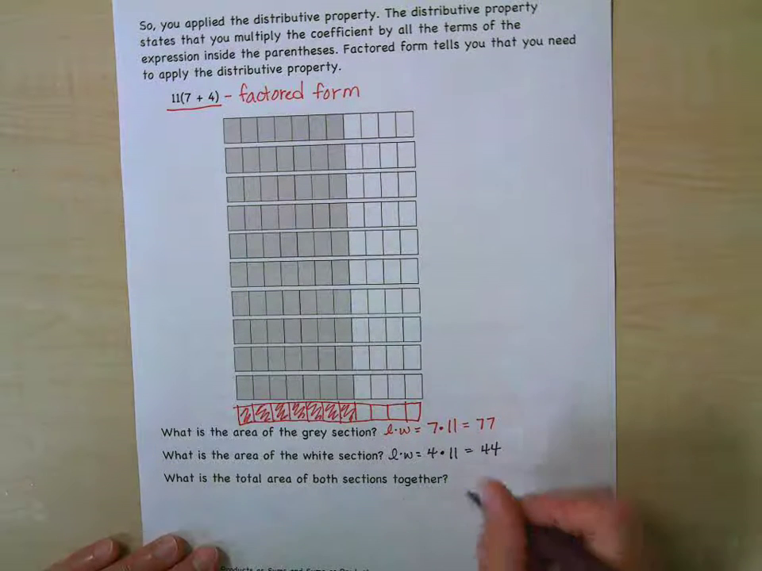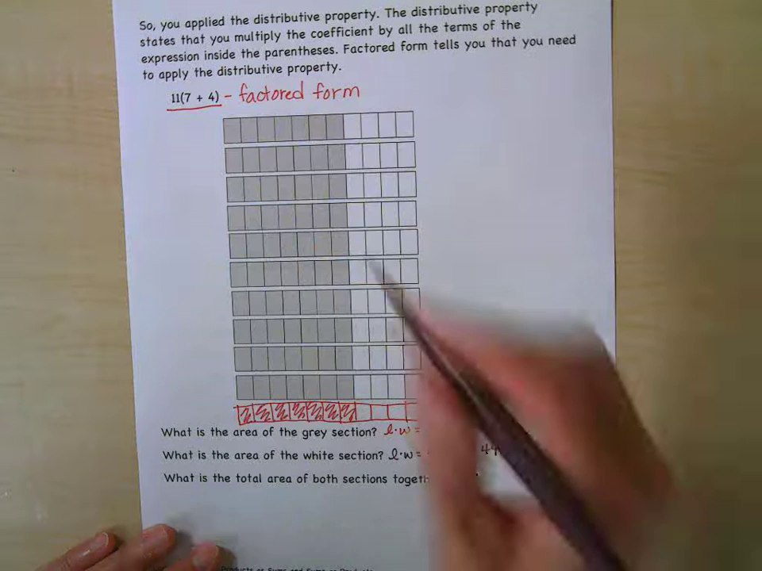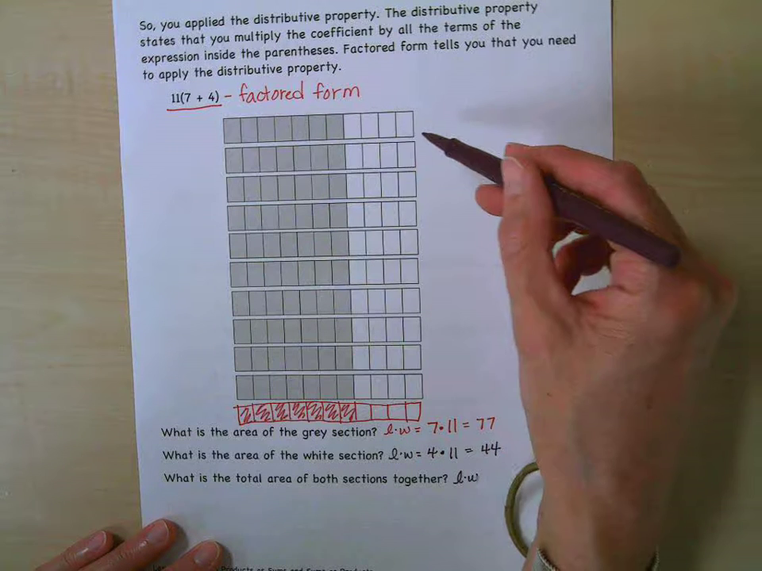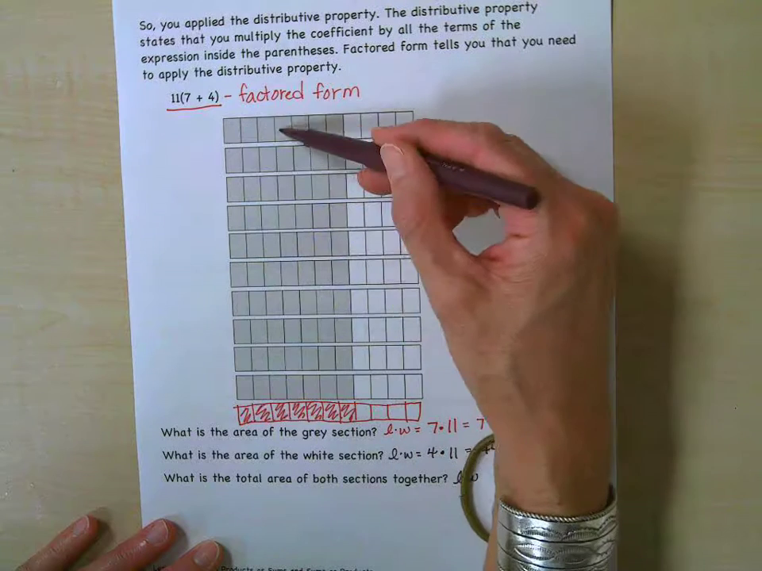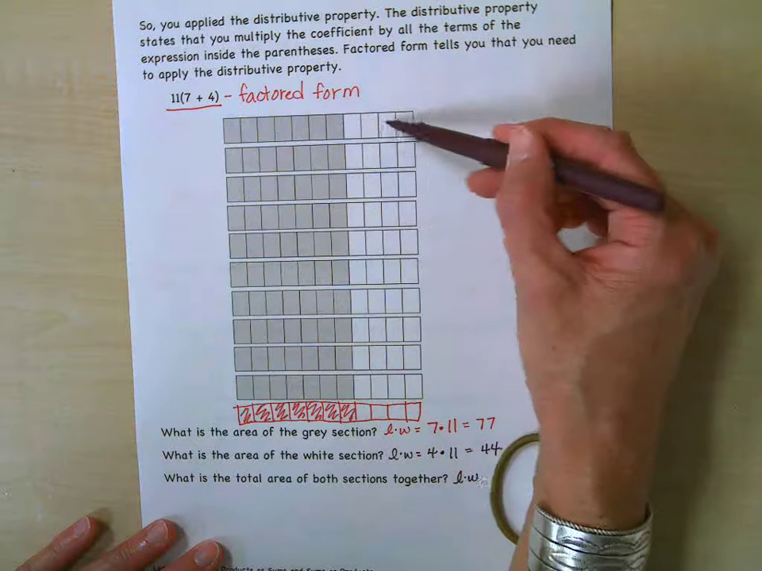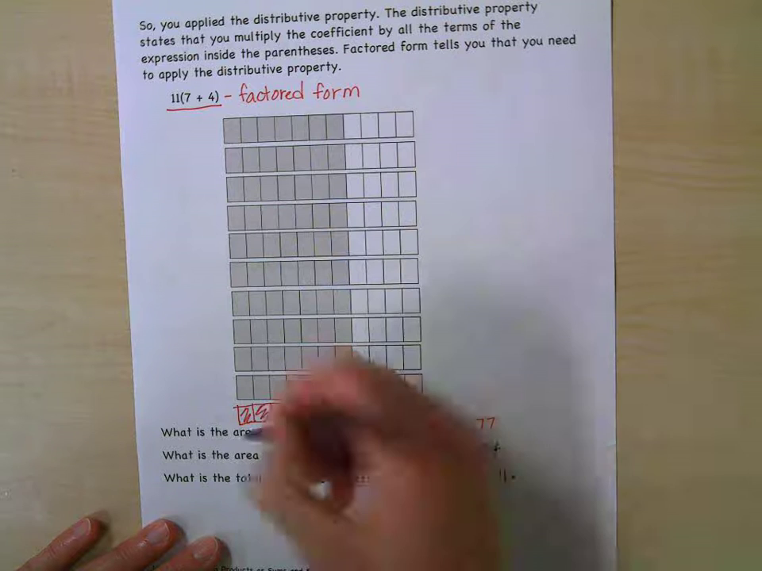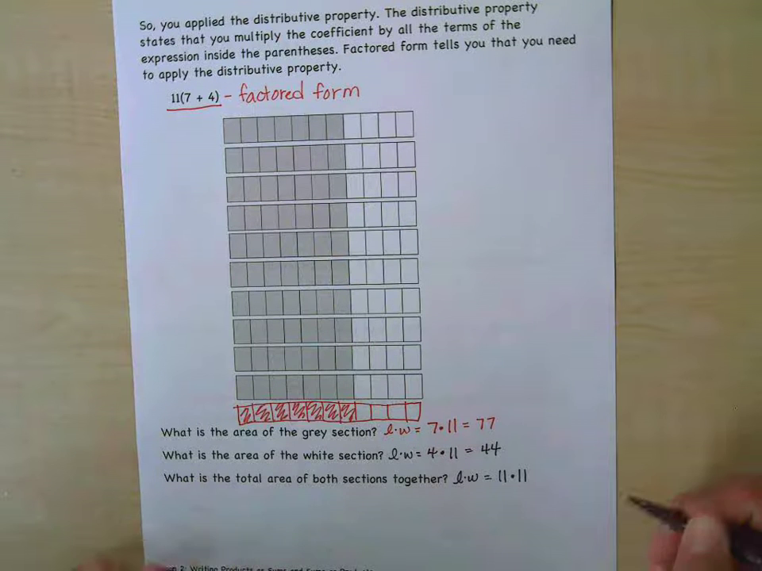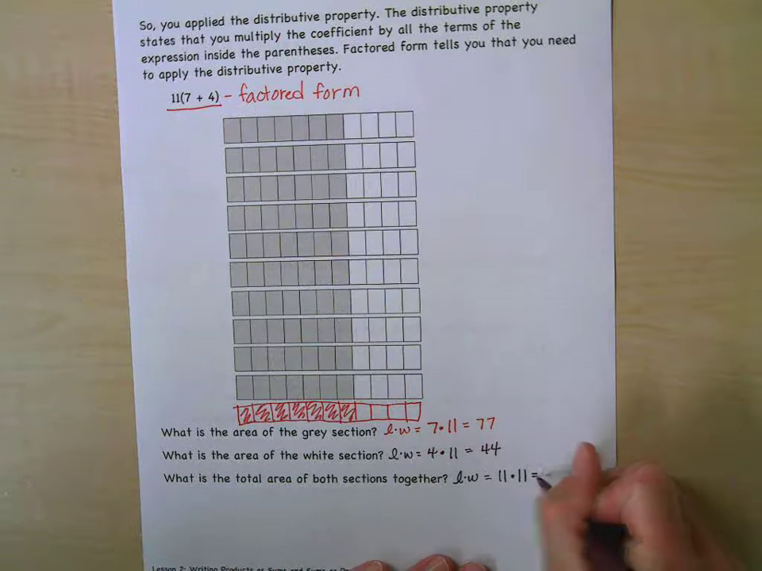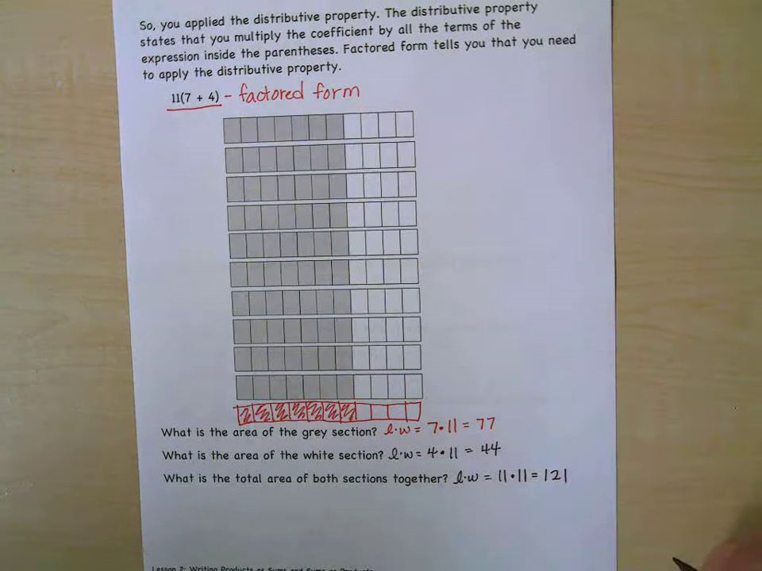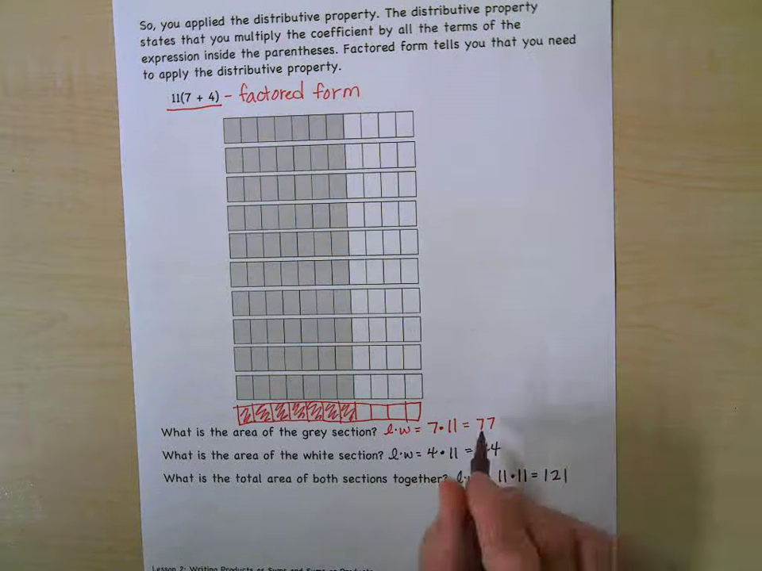And then you say, what is the total area of both sections? Well, again, we're going to use length times width. So now we know the whole length, right, is 1, 2, 3, 4, 5, 6, 7, 8, 9, 10, 11 times, and we know this is 11 because I had to draw it in, and the answer to that I get to that is 121.